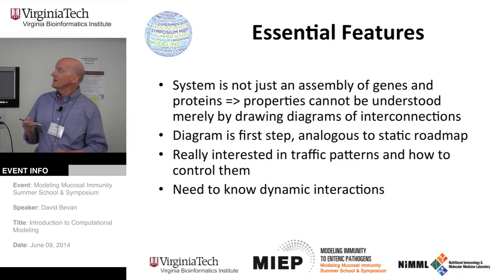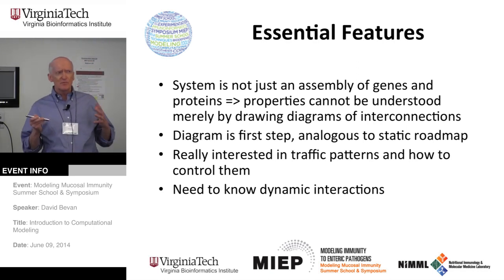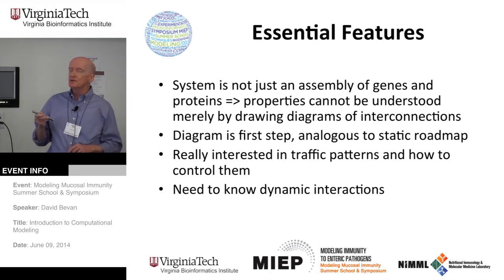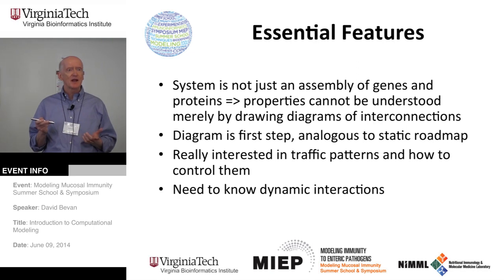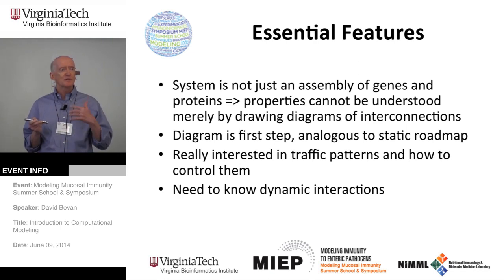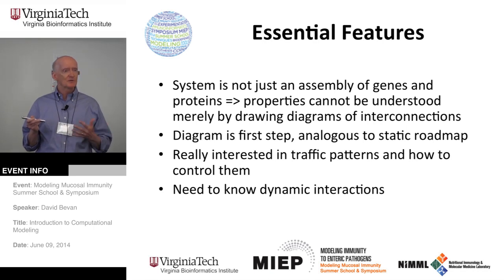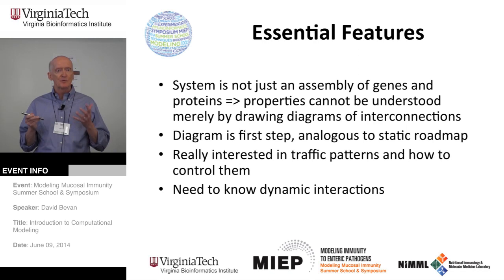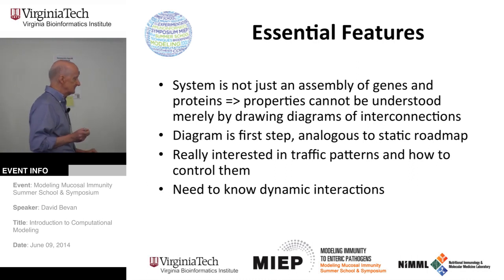As we talk about essential features of a system, and I think I've made the point, but I want to really emphasize it, it's not just the assembly. What we need to do is certainly draw the diagram, but that's really analogous to having a static roadmap. We know where the pieces are. We think we know how they're connected. But what we really want to know are the traffic patterns, if we want to use that particular analogy, and how we control those. We need to know those dynamic interactions and how they're involved in driving that whole process.